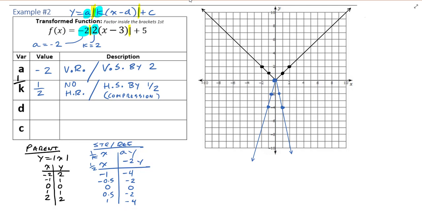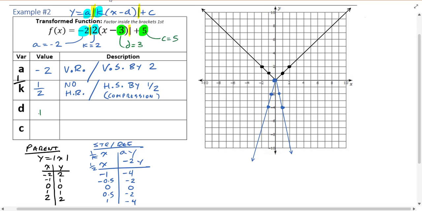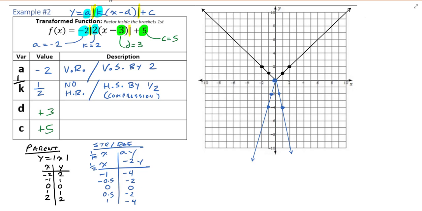All right. So let's do the final transformations, which are D and C. So those are these numbers here. So remember with D, we always take the opposite of what we see. So I see -3, so I'm going to make it +3. And the C we take at face value, it's going to be +5. +3, +5. So what do they do?